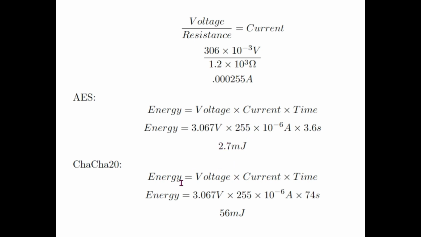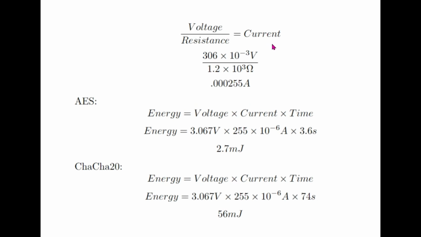And then for Chacha20, it's basically the same number since everything else was kept the same, except this one took 74 seconds. So here we have 56 microjoules instead. So here we can see that the energy consumption of Chacha is way higher because it takes so much longer to run, while for AES it's significantly smaller since it takes a shorter amount of time to run. So from here, we are able to calculate the total energy of both encryption algorithms and compare them using the same metrics, using both UART and the oscilloscope in order to figure out the amount of energy consumption.